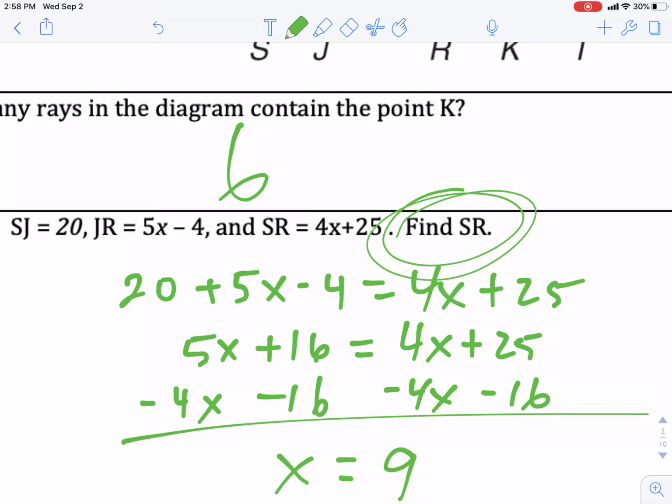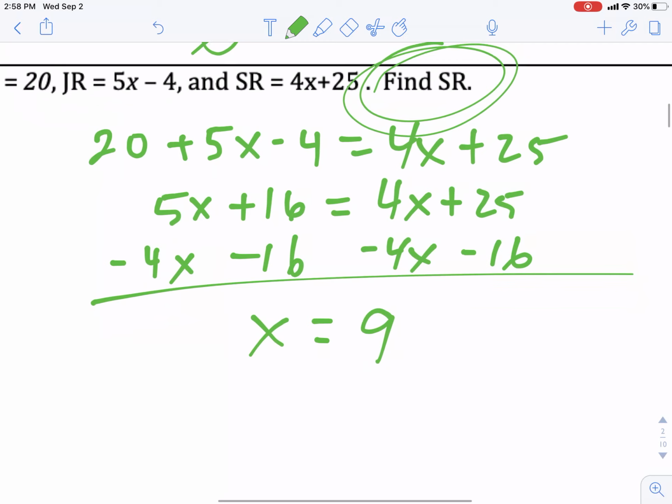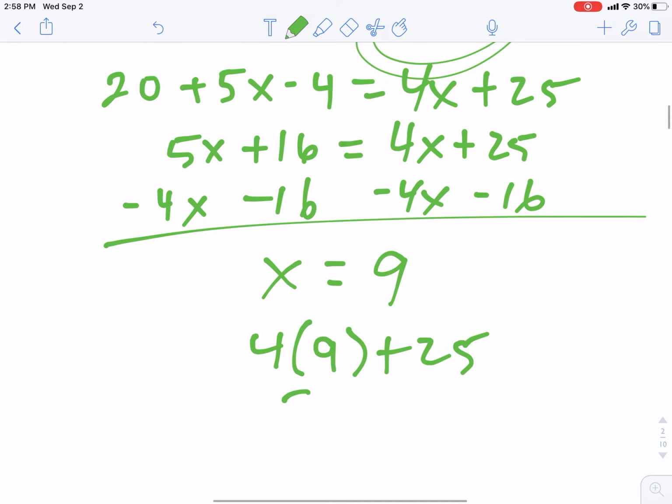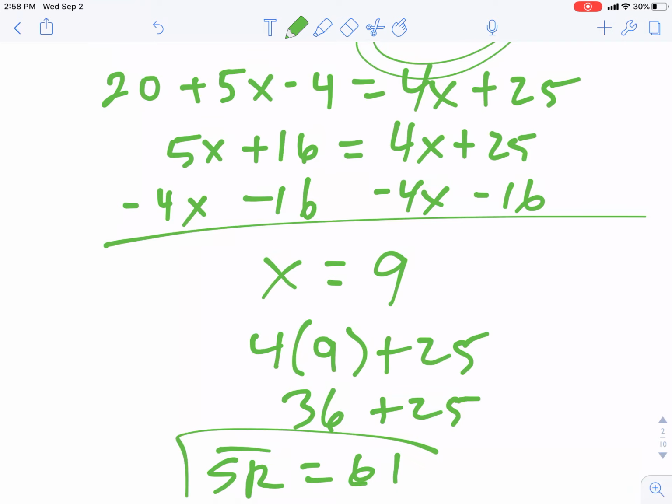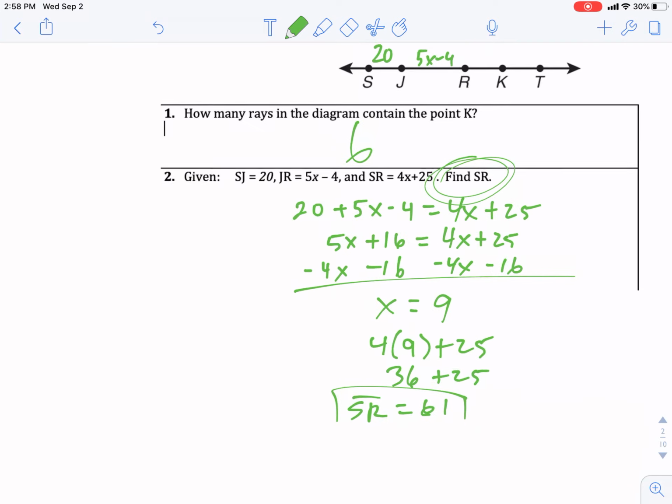Since it wants us to find SR, we have to plug that 9 in now for x. 4 times 9 plus 25. And that's 36 plus 25. So SR is going to equal a grand total of 61. All right, part plus part equals whole.